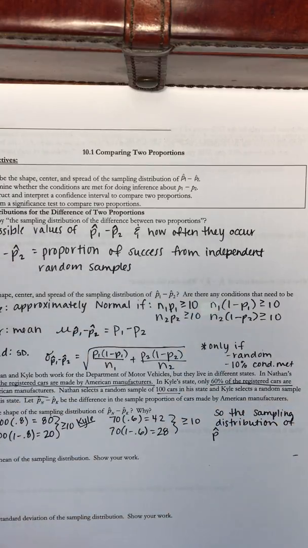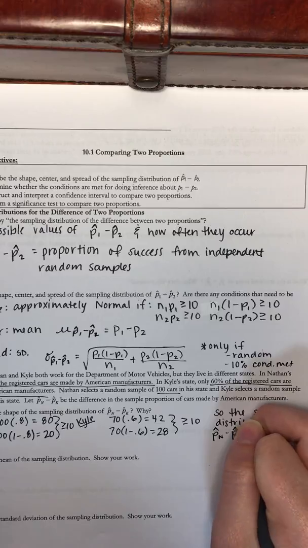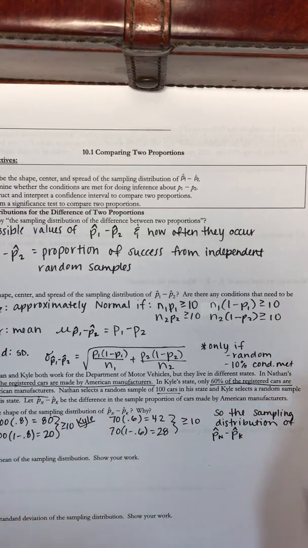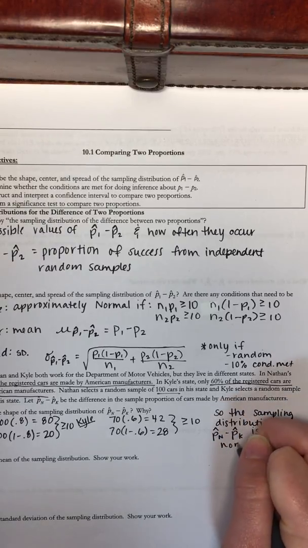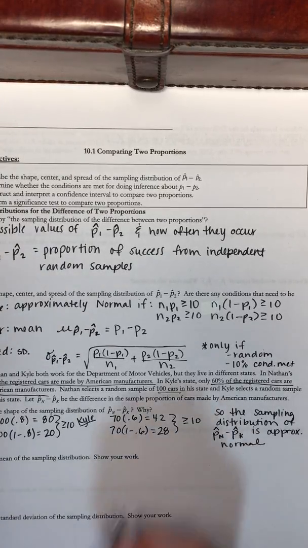Sampling distribution of p hat, I'm not going to put p hat 1, p hat n minus p hat k, is approximately normal. Cool. Okay. Find the mean of the sampling distribution. It does say show your work, so let's think about how we're going to do that.